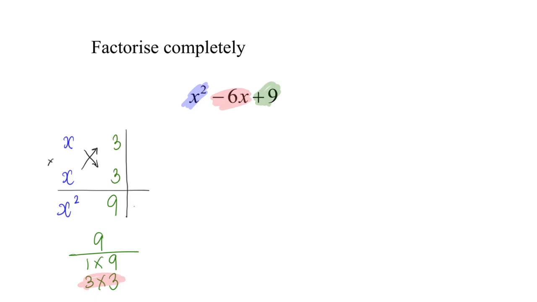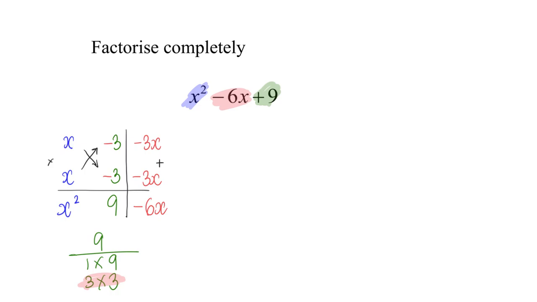But notice this is negative 6x. So I'm going to have minus 3 times minus 3. Negative 3 times negative 3 will still give me back my positive 9. Yeah? And so I would then have my negative 3x here plus negative 3x. They do give me back negative 6x.